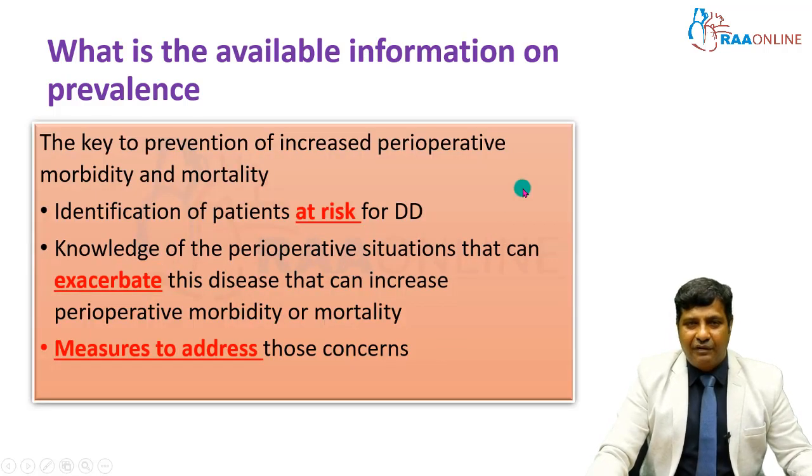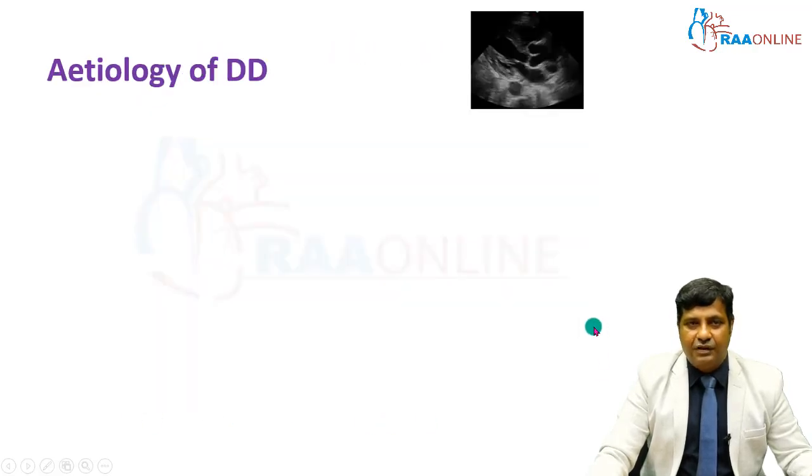So the key to prevention of perioperative morbidity and mortality in these high risk patients is that we need to identify who are the patients at risk for having diastolic dysfunction, and also have knowledge of perioperative situations that can exacerbate this disease and increase the perioperative morbidity or mortality. And once you know that, we need to know the different measures to address those concerns. That is what we are going to discuss in the next few slides.